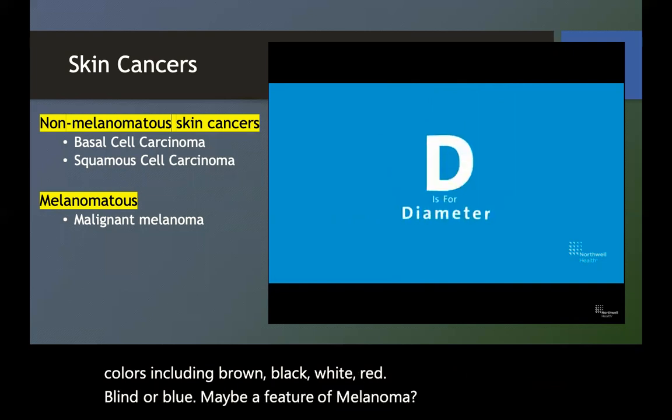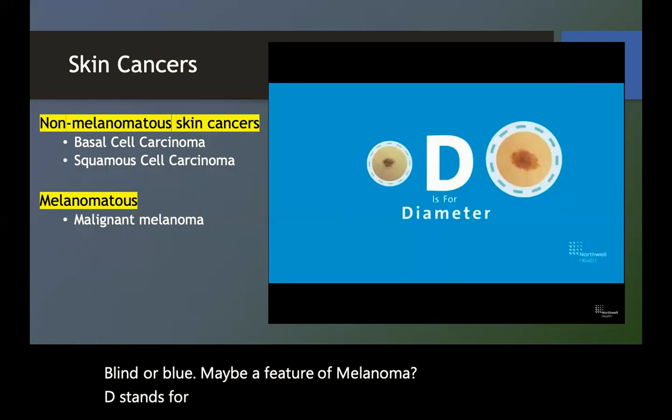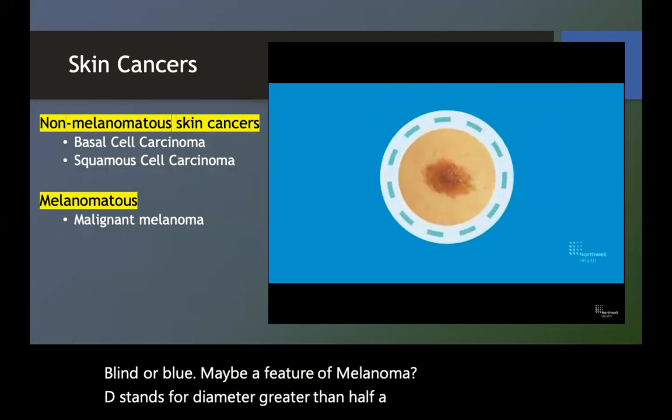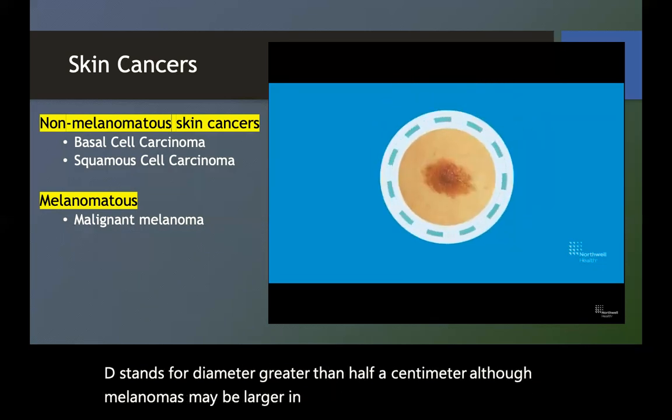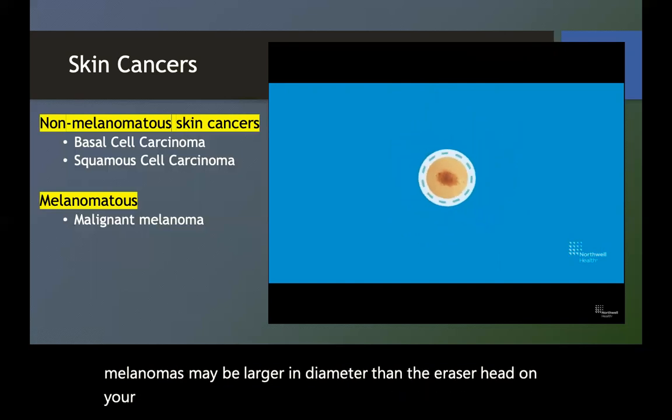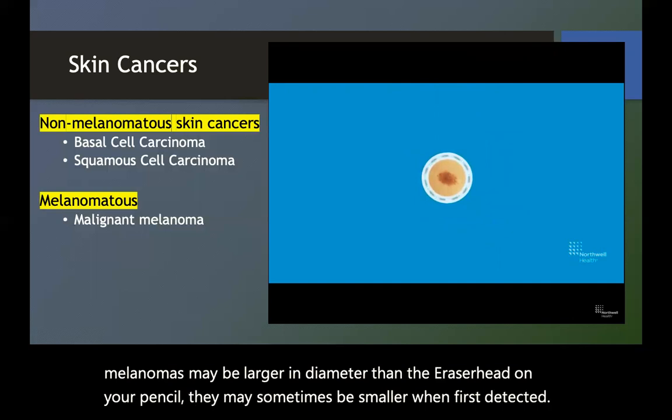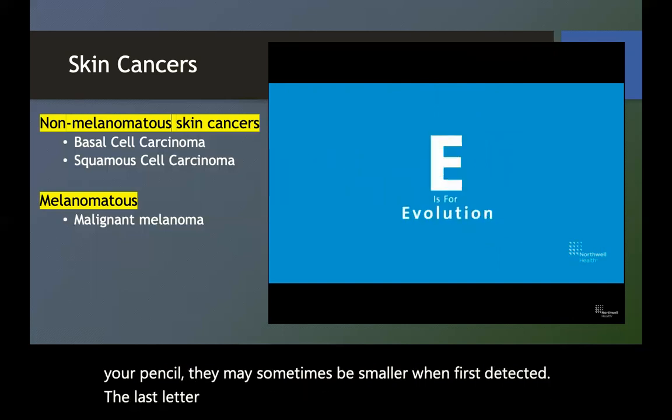D stands for diameter greater than 0.5 centimeter. Although melanomas may be larger in diameter than the eraser head on your pencil, they may sometimes be smaller when first detected. The last letter, E, stands for evolution.